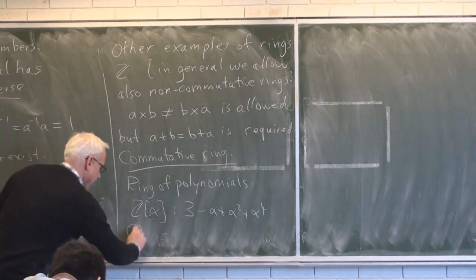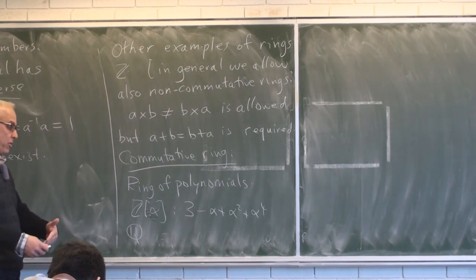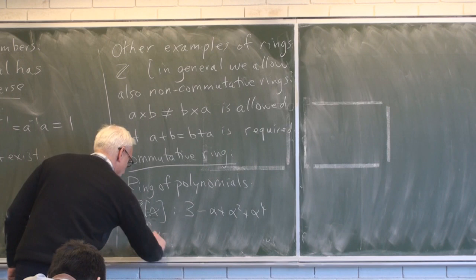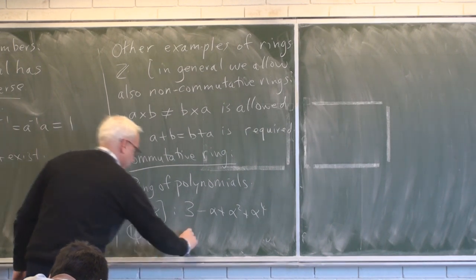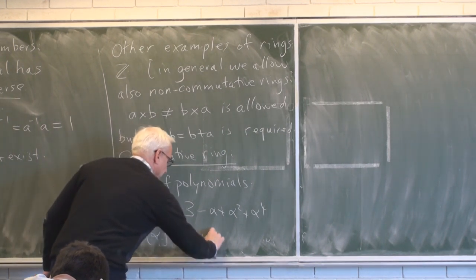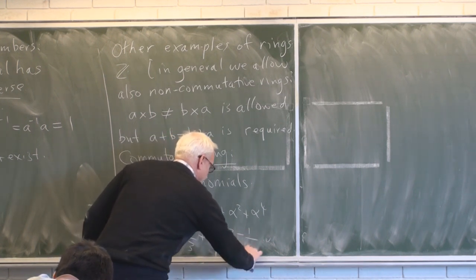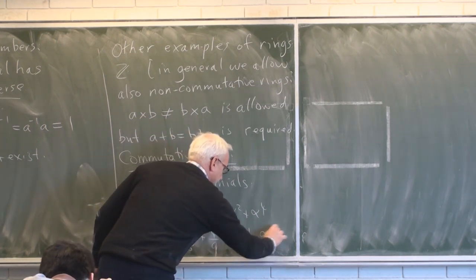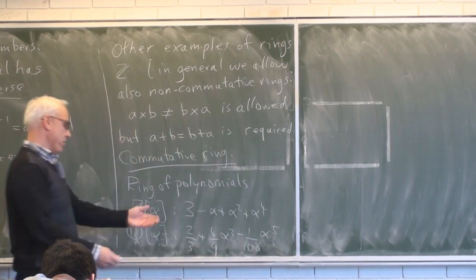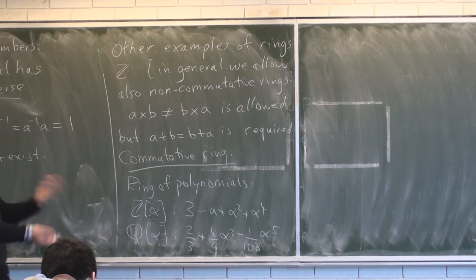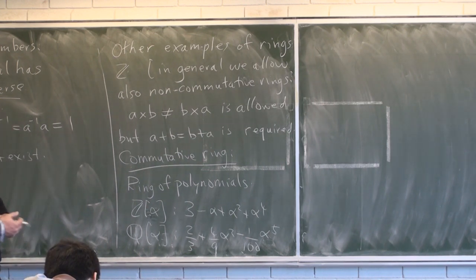Or we could also think about polynomials with rational number coefficients, say Q alpha, something like 2/3 plus 4/9 alpha squared minus 1/100 alpha to the fifth. All right, that would be a polynomial with rational coefficients. And if you add two of those, or you multiply two of those, then also you get another one of the same type.